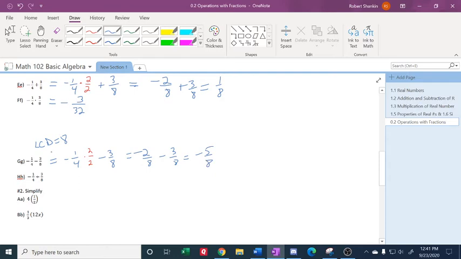Okay, so I want to point out something on this. You may have learned when you were in a previous math class to do something like this. And this is okay. If you're comfortable with this, you can keep doing that. I want to explain why I like to do it like this, though.